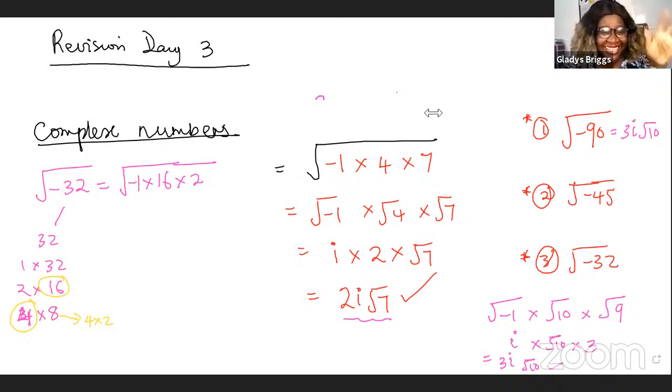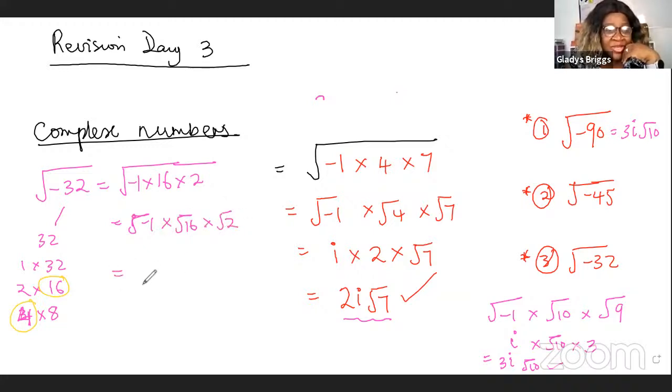Yeah. Okay, Ali. Yeah, so that's still a square number. So I'm going to go with the highest one. Yeah, the highest square number. And if I use that one, I'm going to have negative 1 times the square root of 16 times the square root of 2. And that's going to be i times 4 times root 2.